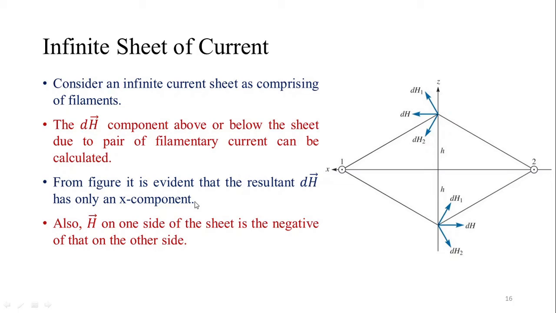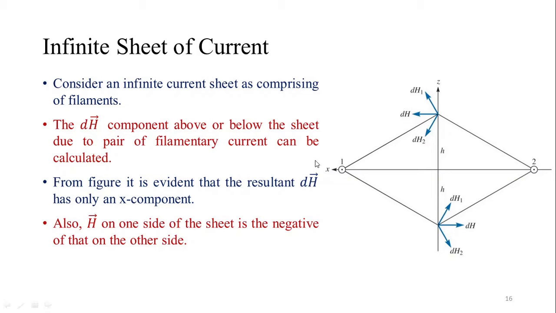Consider the infinite current sheet as comprising n number of filaments. The dH component above or below the sheet due to a pair of filamentary currents can be calculated. From the figure, it is evident that the resultant dH has only an x component. Also, H on one side of the sheet is the negative of that on the other side.